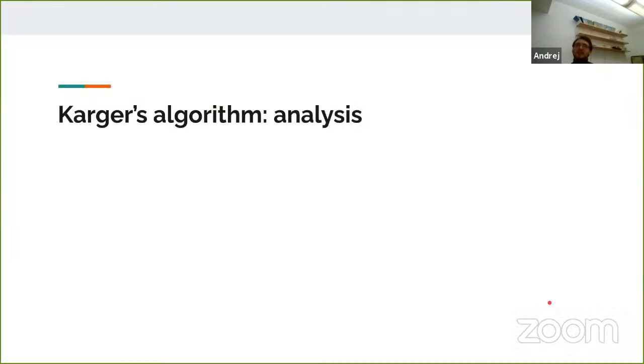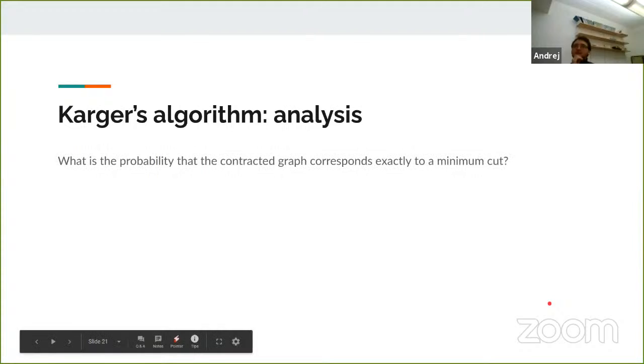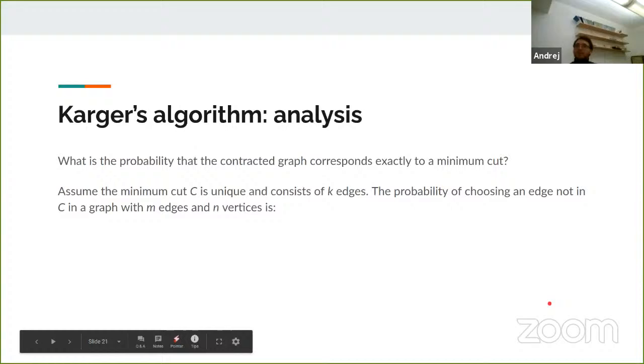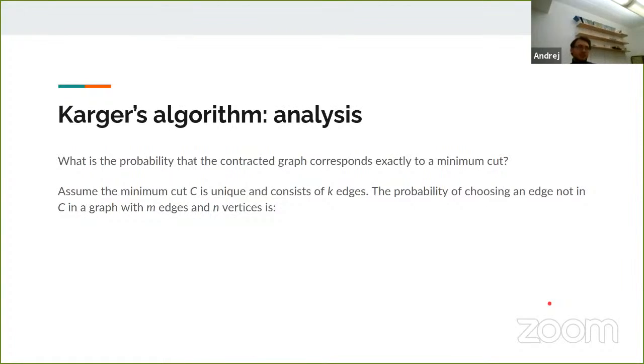Now let's analyze this algorithm. So what is the probability that the contracted graph exactly corresponds to a minimum cut? Well, this is going to be very difficult to say because the minimum cut is not necessarily unique. It is also going to be very difficult to reason about a whole lot of things. So we're going to assume the worst possible case where the minimum cut is unique, and we're just going to say, let K be the number of edges that it has.